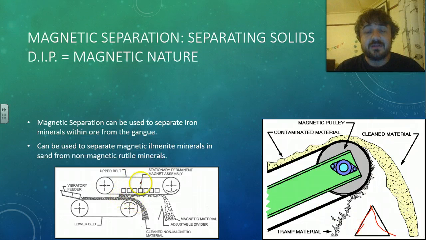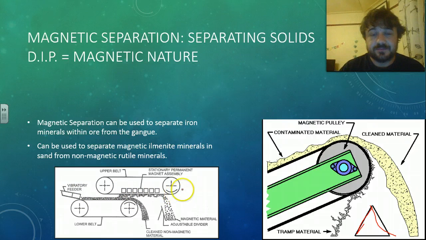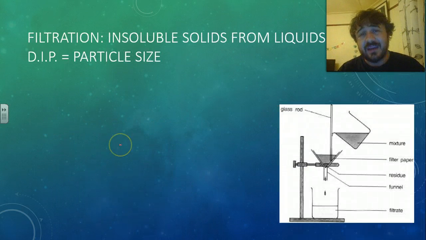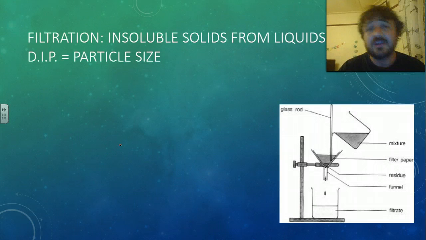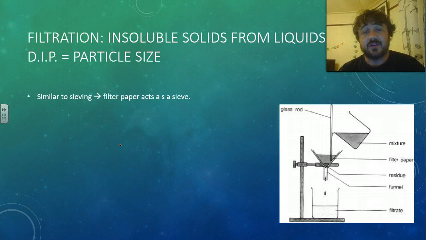This one is much cooler. It all feeds in, and there are some magnets underneath the top conveyor belt. Again, another classic: filtration, used to separate insoluble solids from liquids. Again, particle size. It's similar to sieving, except with filter paper, and the filter paper does act as a sieve.